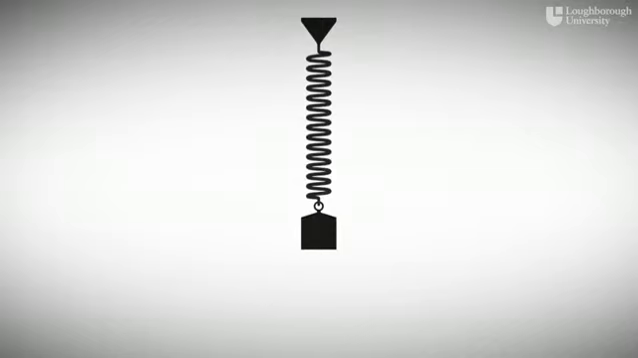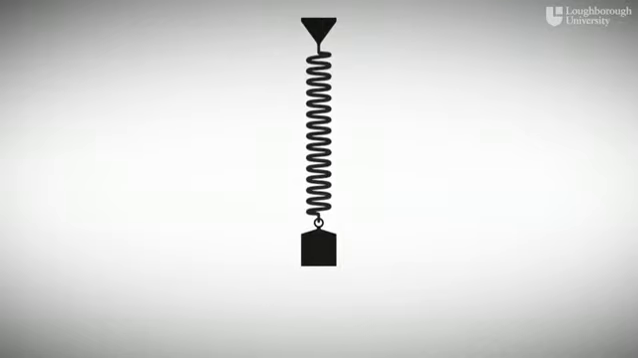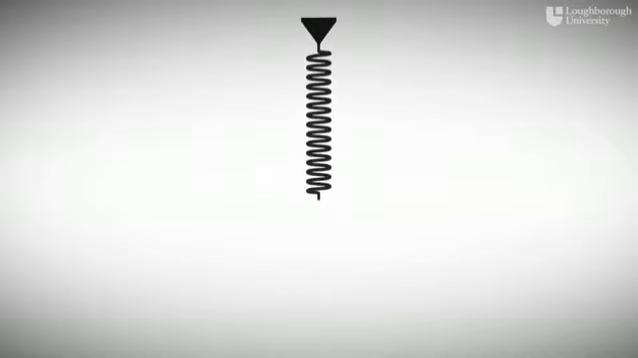Suppose a spring is held vertically by attaching one end to a fixed point. To the free end, we can attach an object. The weight of the object causes the spring to stretch. With different objects having different weights, the spring will stretch or extend to different lengths.